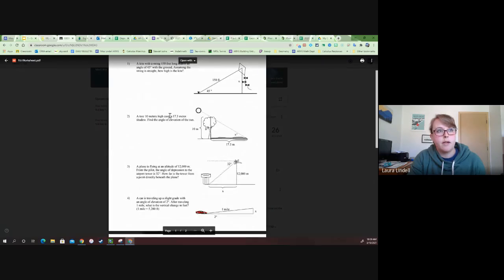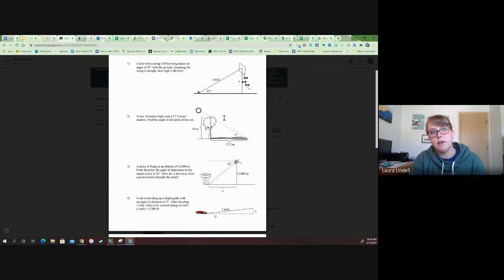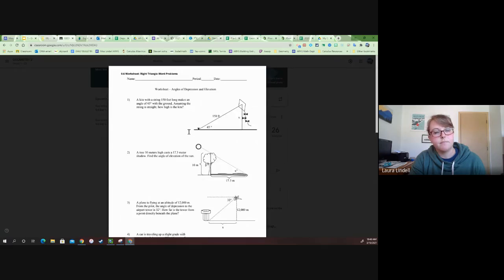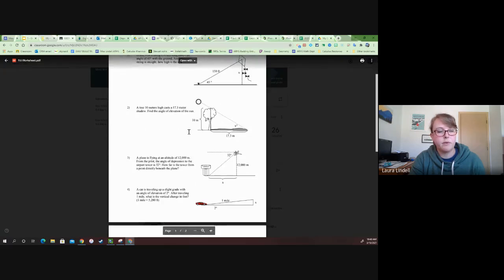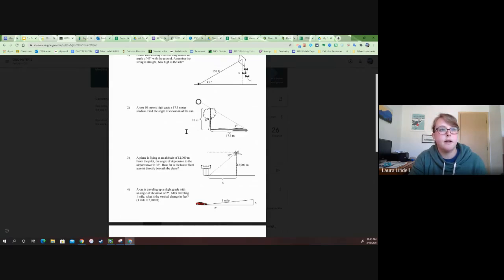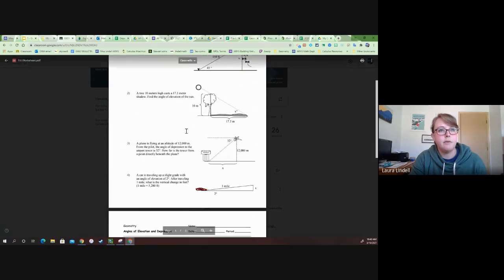So that's what we're working with. If you're looking at the casting a shadow problem for the tree or the building, you can use this as a model. We've got a shadow going on from a tree. But yeah, that's what we're working with for our homework today. It's 11 total problems, and once we start to get the hang of these, they do go faster.